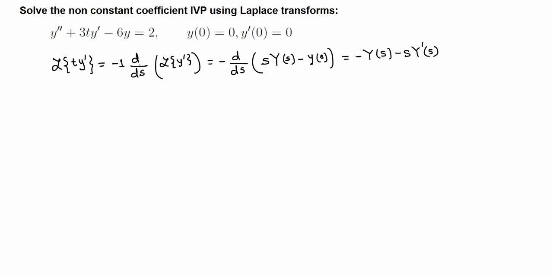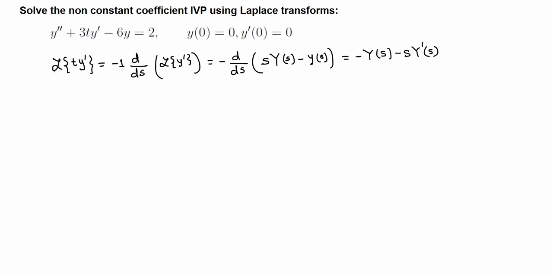Solve the following non-constant coefficient initial value problem using Laplace transform. Okay, so we have y double prime plus 3ty prime minus 6y equals 2, where the coefficient 3t is non-constant. So we cannot solve this equation using the characteristic equation. In any case, we want to use Laplace transforms as indicated.